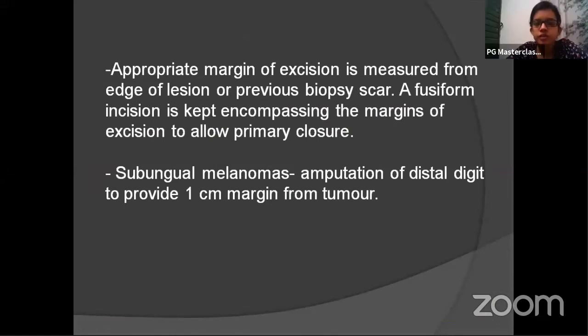The appropriate margin of excision is measured from the edge of the lesion or the previous biopsy scar. Fusiform incision is kept encompassing the margins of the excision to allow primary closure. And in subungual melanomas, amputation of the distal digit to provide 1 centimeter margin from the tumor has to be done.